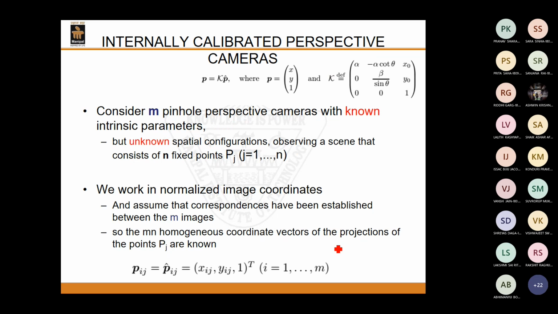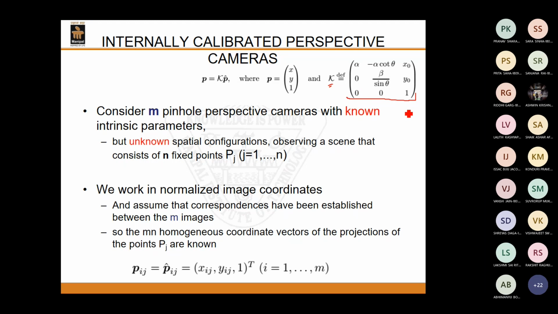So what we saw so far was what are the different intrinsic parameters and what are the extrinsic parameters of the camera, right? And we have come across all these equations where we write P is equal to K p hat, where P is given by x y 1, which is a homogeneous form, and K basically represents the internal camera parameters, or the internal calibration matrix of the camera, which is given by this form.